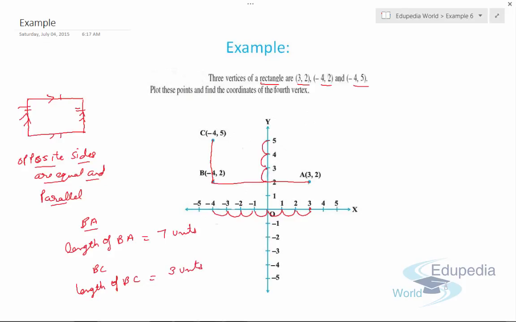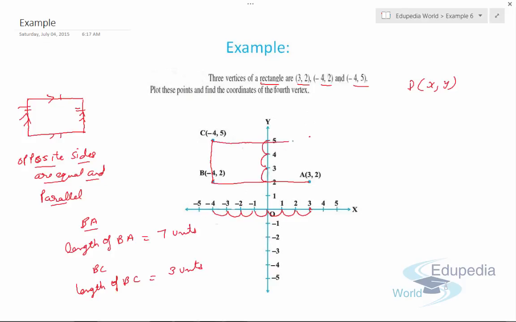We can clearly see that the fourth vertex, let's take it as D, with coordinates X and Y. So we need the X part of D. Now, how much will the X part of D be? It will be 3. It should lie over here.